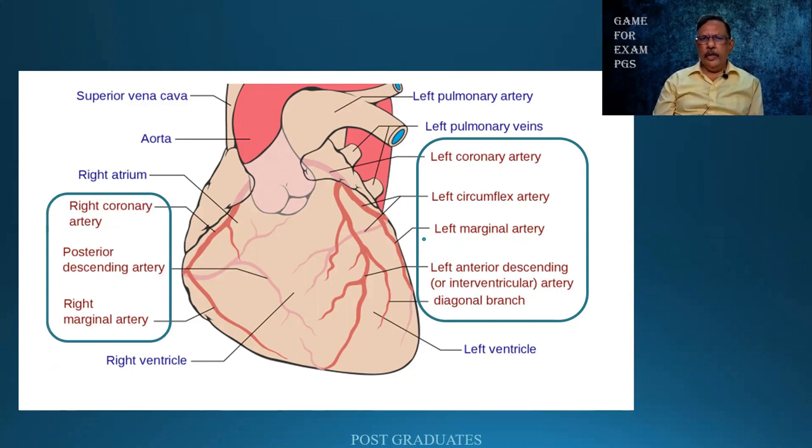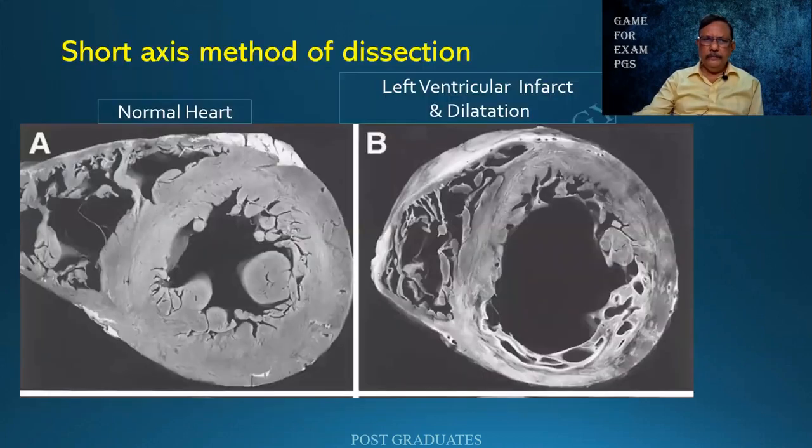And the opening of the coronary ostia will be exactly distal to the aortic valve. Just when the aorta comes out, these will be the ostia that will be found first. Another method of dissection, apart from the inflow, outflow, etc. This is called the short axis method.